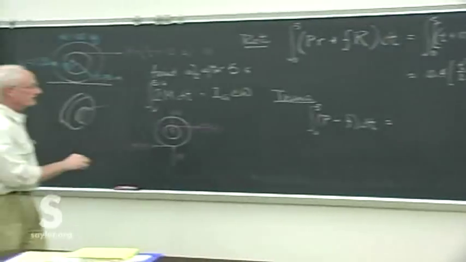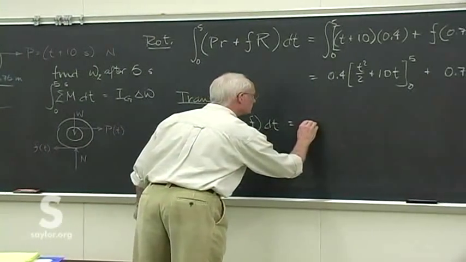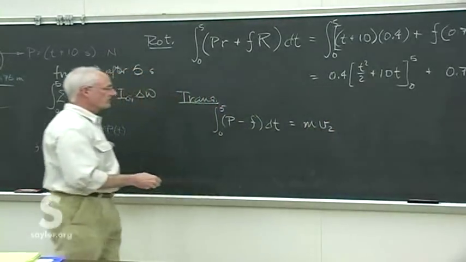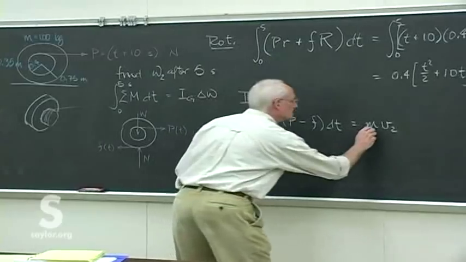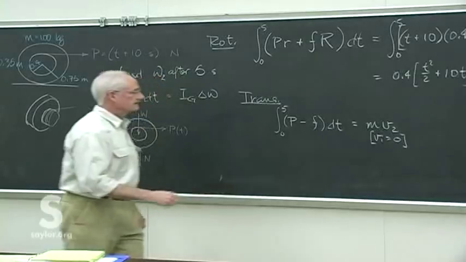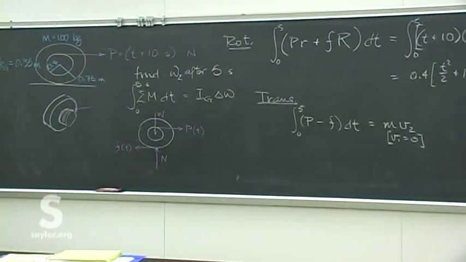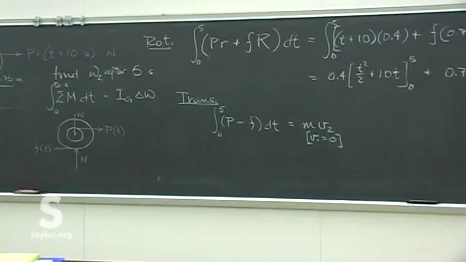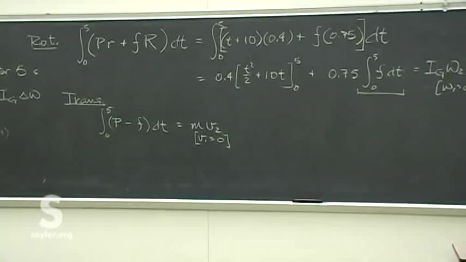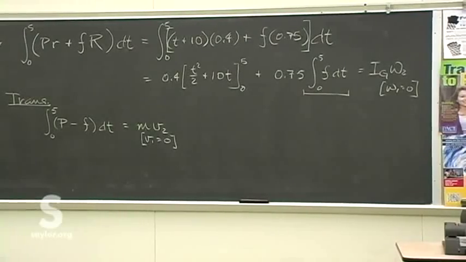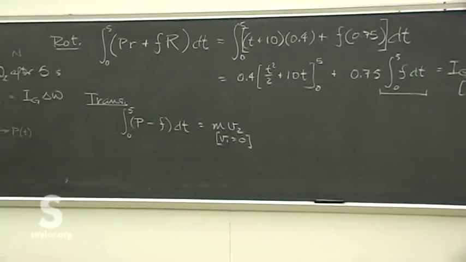Equals then the linear momentum. And V2, because again, V1 is 0. If P and F were equal, that integral would just be 0, and the delta V would be 0. Make sense, Joe?